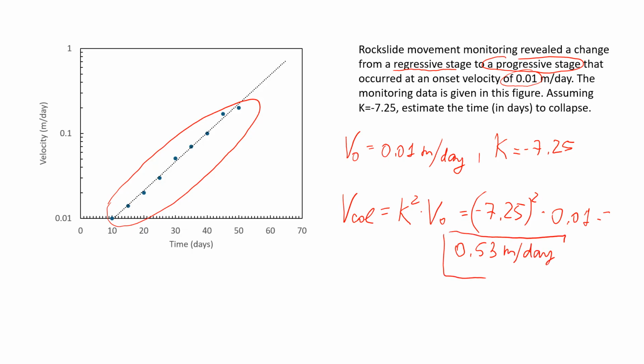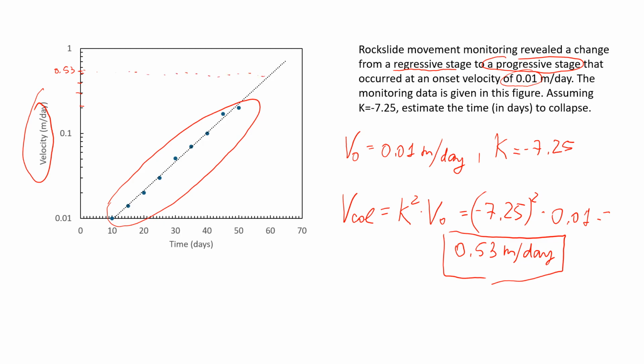When the rock slide reaches this velocity, 0.53 meters per day, at that point it will result in the collapse of the large rock slide, right? Now let's estimate how many days it's going to take to reach that velocity. We're going to look at the velocity axis here, and we're going to find 0.53. We have a log scale here.